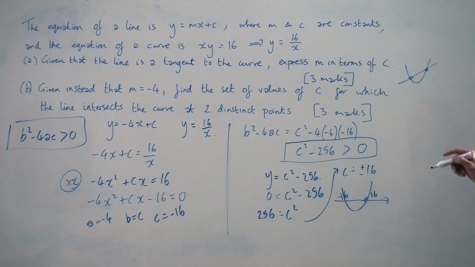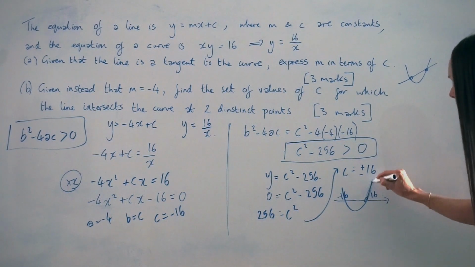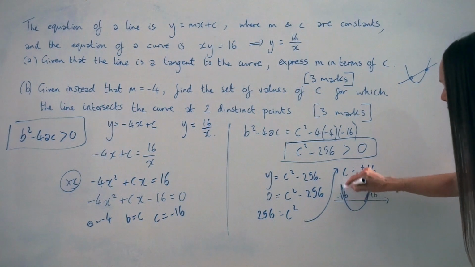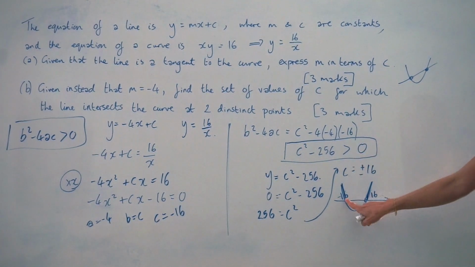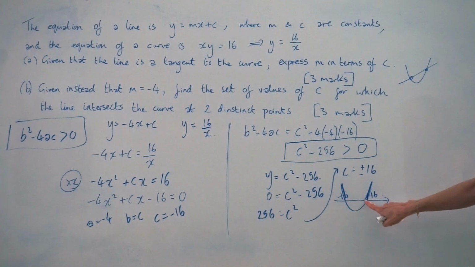So the part on your graph that you're interested in is above the x-axis. Okay, so all of this part. If it had been smaller than 0, you would shade everything underneath the x-axis.